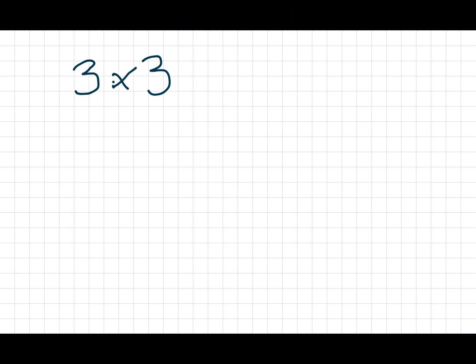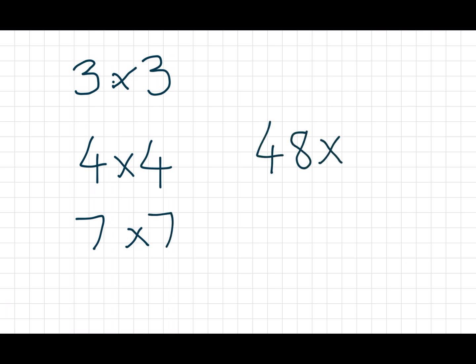So, a square number, if you remember, is a number multiplied by itself. So that might be 3 times 3, it might be 4 times 4, it might be 7 times 7, it might be 48 times 48. But the square number is the product, which means the answer, when you multiply a number by itself.